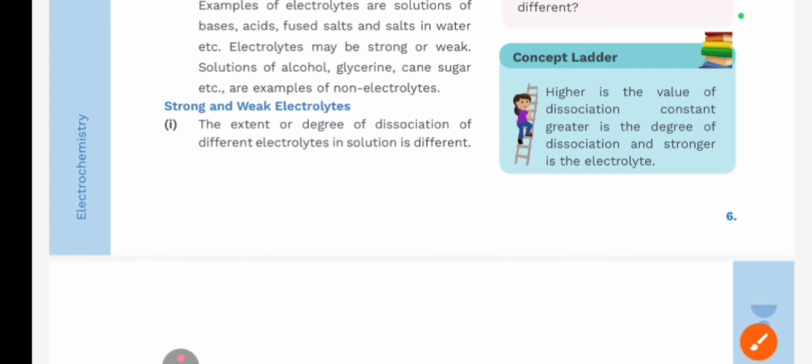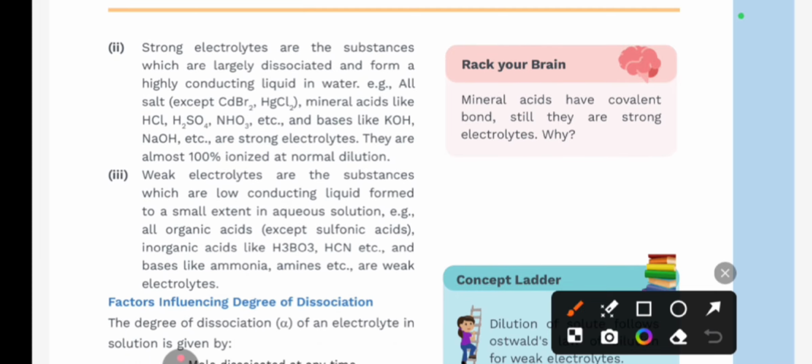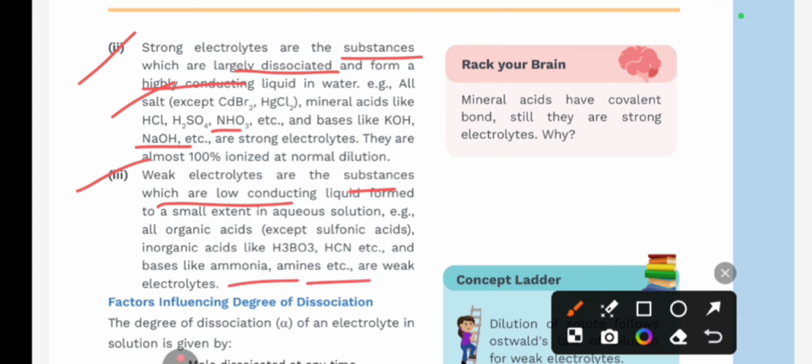So if complete dissociation takes place, it is called a strong electrolyte, but if incomplete, it is called a weak electrolyte. Strong electrolytes are the substances which are largely dissociated and are highly conducting. Weak electrolytes are the substances which are low conducting and do not dissociate completely. Examples are given here: sodium hydroxide and sulfuric acid are strong electrolytes. In weak electrolytes you can take acetic acid, ammonia, amines. These are all weak.